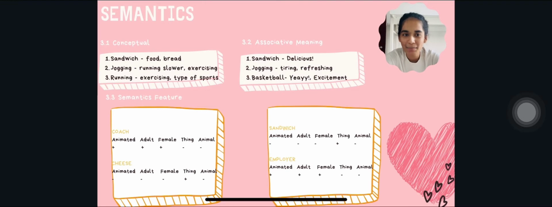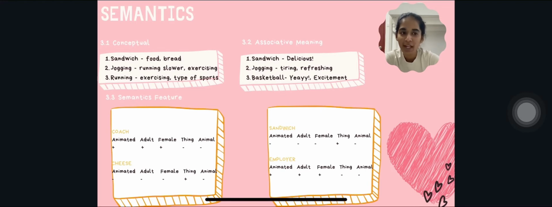So the second example is cheese, which is not animated, not an adult, not a female, it's a thing. Cheese is a food and it's a thing, and definitely not an animal. So the third example is sandwich. Sandwich is the same as cheese, which is food. It's not animated, it's not an adult, it's not a female, it's a thing, and it's not an animal.